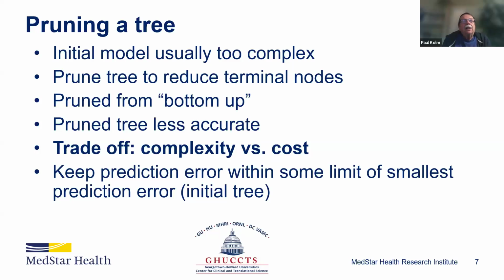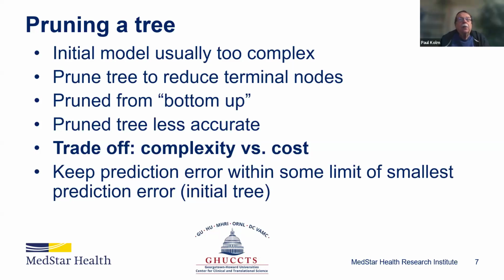But usually the initial model is going to be too complex. In other words, there's going to be too many nodes, too many terminal nodes to really make it useful. So what we're going to do, as you would with a regular tree, is prune it. What we mean by that is we're essentially going to reduce the number of terminal nodes. And we prune from the bottom up. And of course, as you would guess or know, the pruned tree is going to be less accurate.